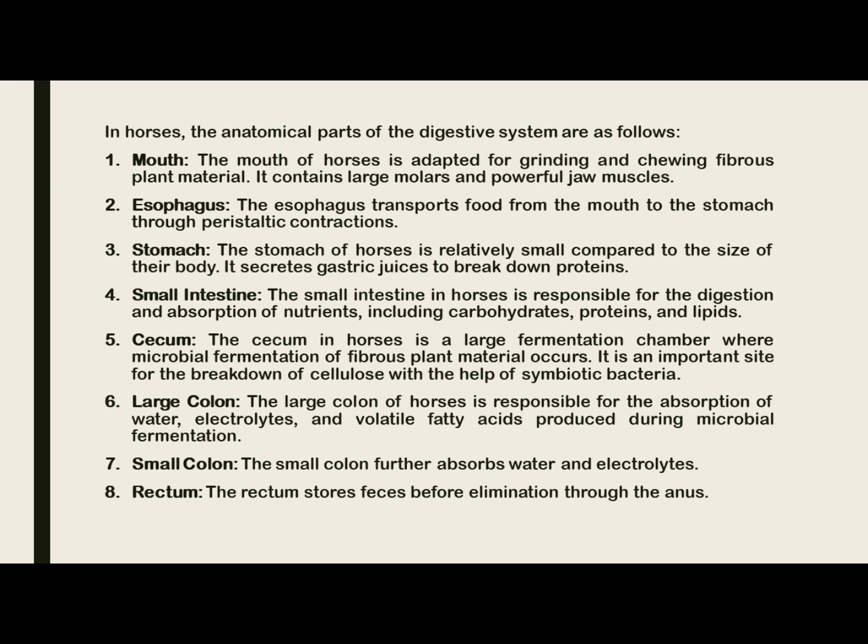Mouth. The mouth of horses is adapted for grinding and chewing fibrous plant material. It contains large molars and powerful jaw muscle. Esophagus. The esophagus transports food from the mouth to the stomach through peristaltic contraction.